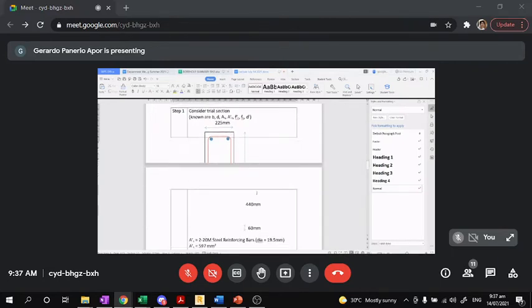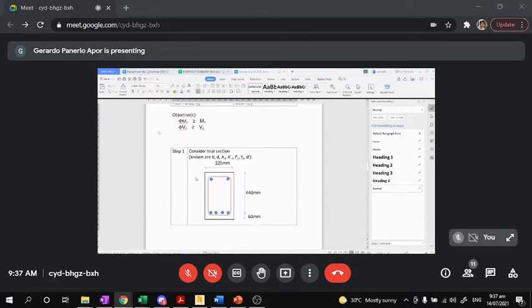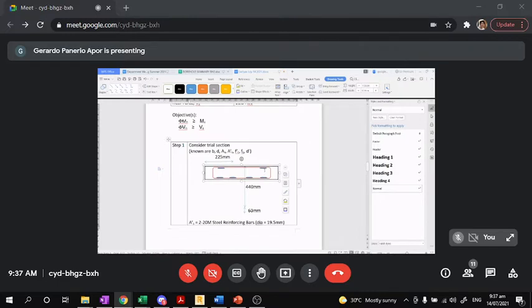I will just redo this. Step 1. So B and D should be known already. I will adjust this to fit our section. It could be like this. Then I will erase this one.